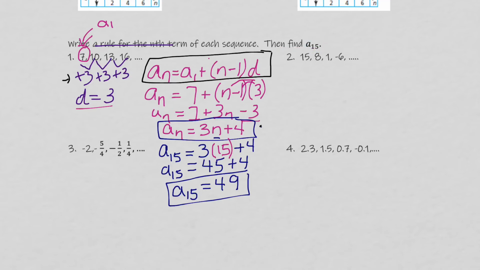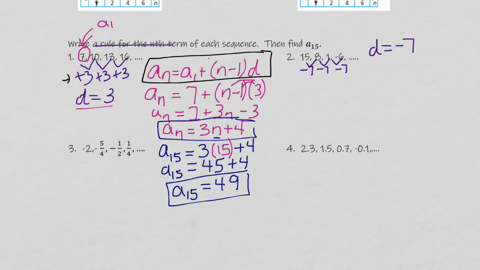All right, so number 2 says we have 15, 8, 1, negative 6. So we're going to look for what's going on here. 15 to 8 is going down negative 7. 8 to 1 is negative 7. 1 to negative 6 is negative 7. So I know that my common difference is negative 7. It's arithmetic, and I have a difference of negative 7.